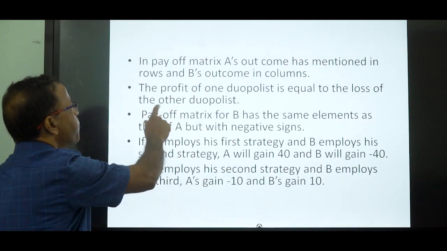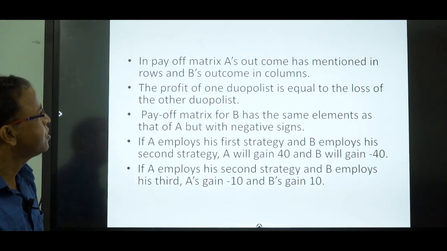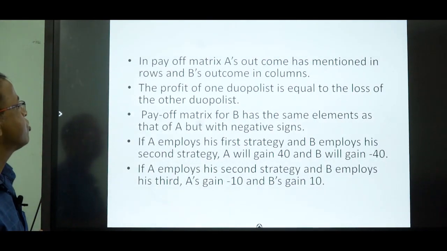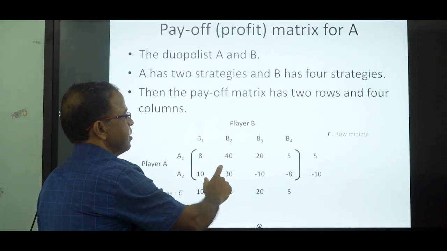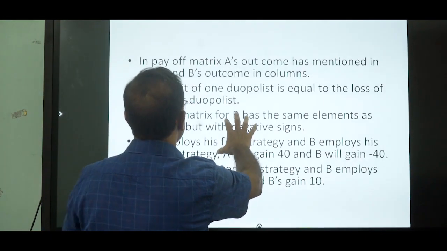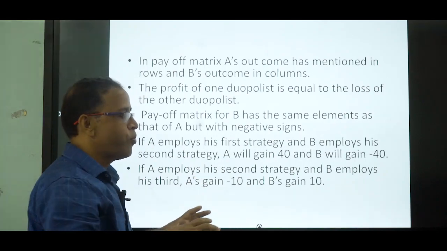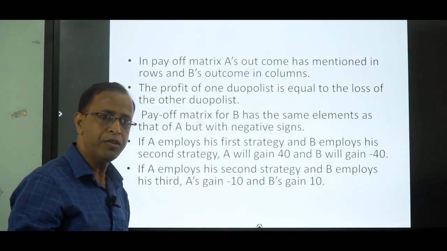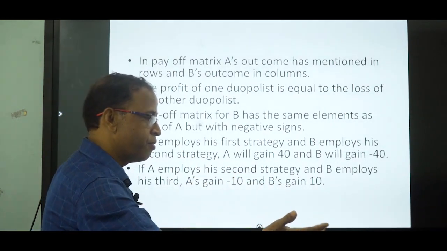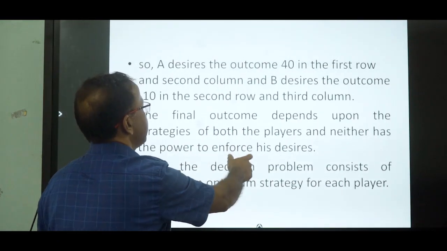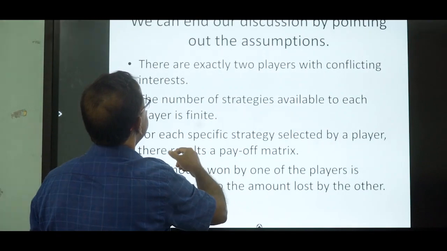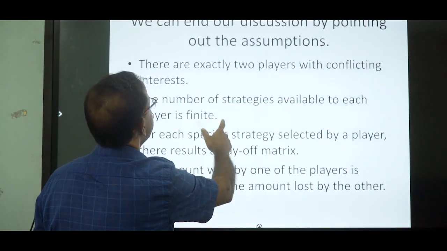And next, the profit of one duopolist is equal to the loss of the other duopolist. That means the profit of one duopolist depends on the loss of the other. From all this discussion of game theory, basically we assume some points.